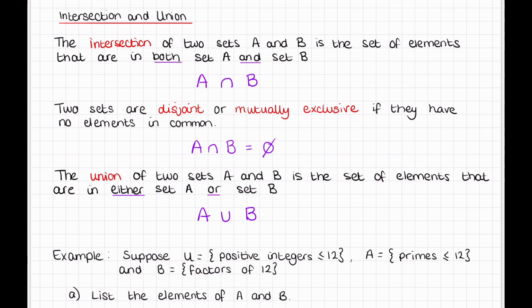The intersection of two sets A and B is a set of elements that are in both set A and set B. Now you see the notation we have here. We have this symbol in the middle. Go back to our notation from earlier. That symbol means the intersection. So this notation is A intersection B.